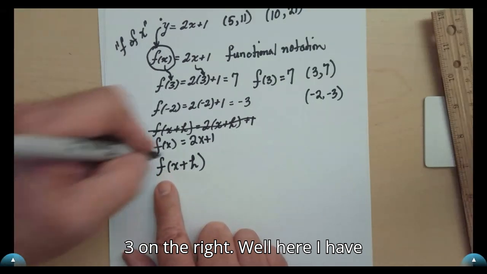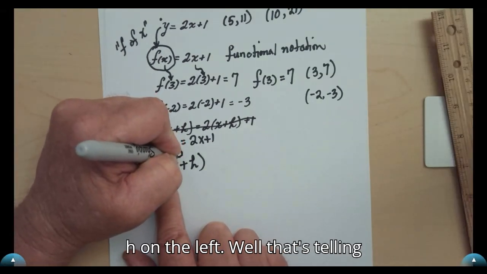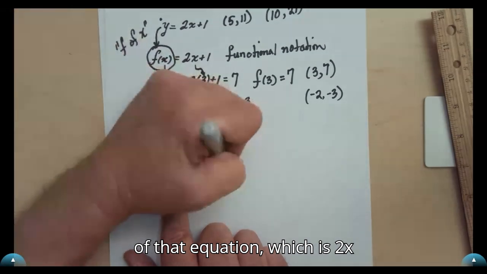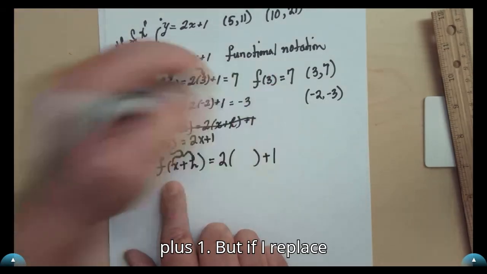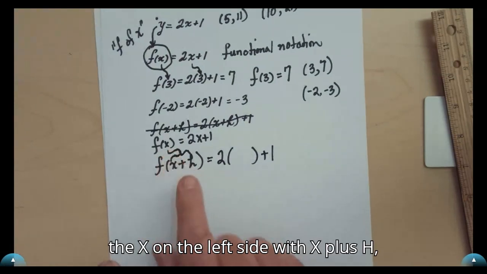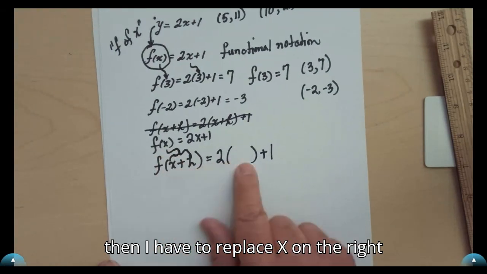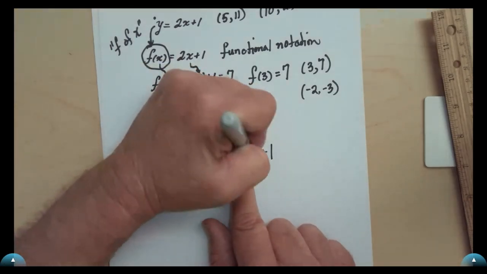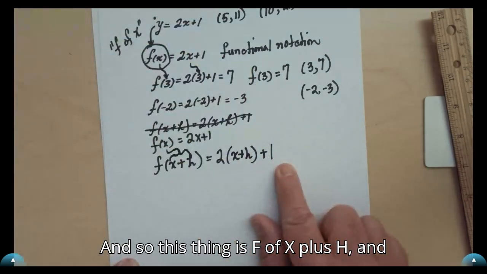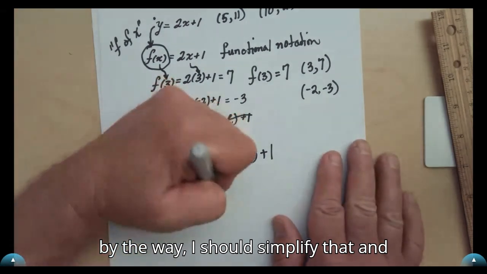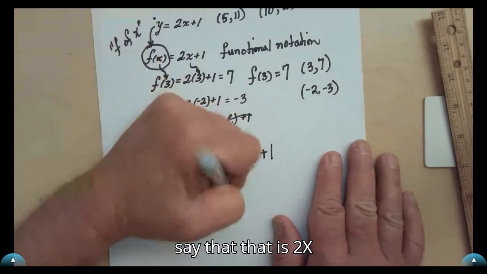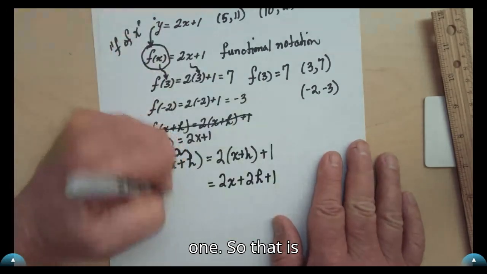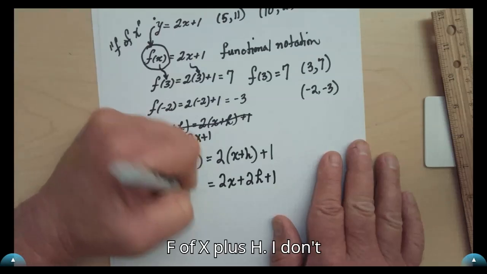Well, here I have replaced x with x plus h on the left. Well, that's telling me that I need to look on the right side of that equation, which is 2x plus 1. But if I replace the x on the left side with x plus h, then I have to replace x on the right side with x plus h as well, right? And so this thing is f of x plus h. And by the way, I should simplify that and say that that is 2x plus 2h plus 1. So that is f of x plus h.